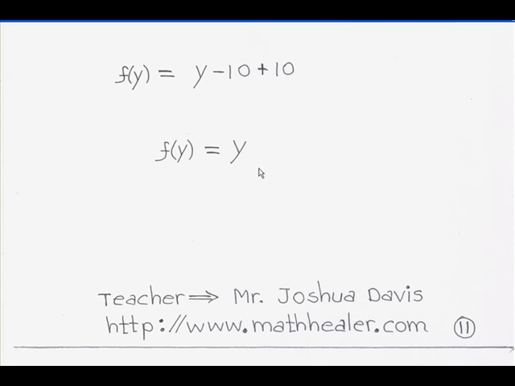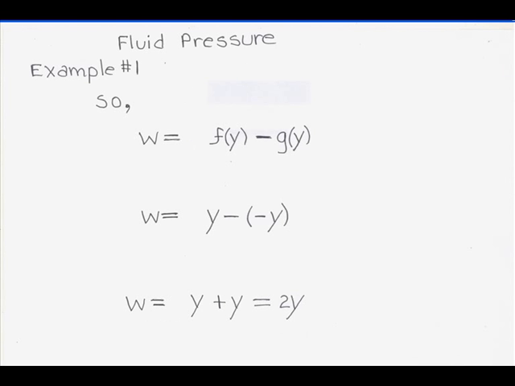So now we found g of y. G of y is equal to negative y. F of y is equal to y. So ladies and gentlemen, please remember we are working within the interval where y goes from 10 to 15. And as you see from the diagram, the width will vary.